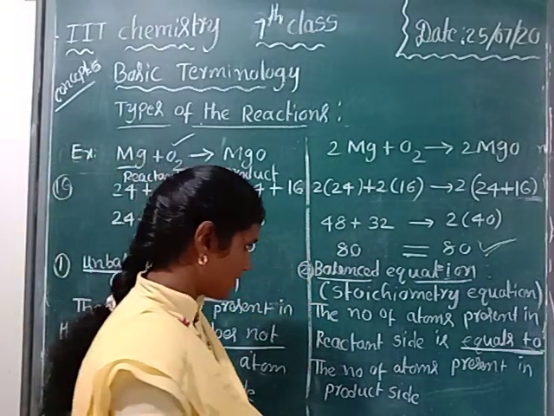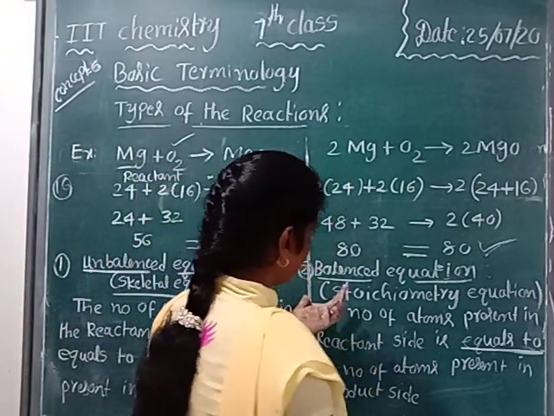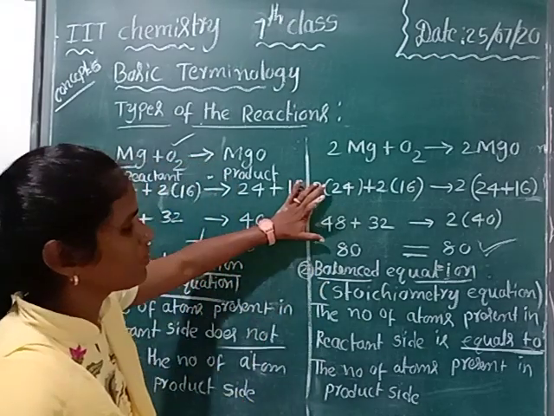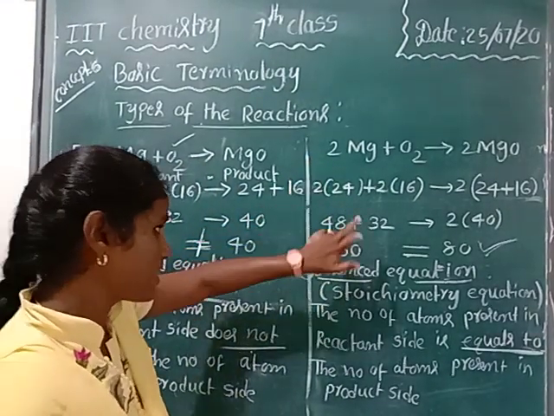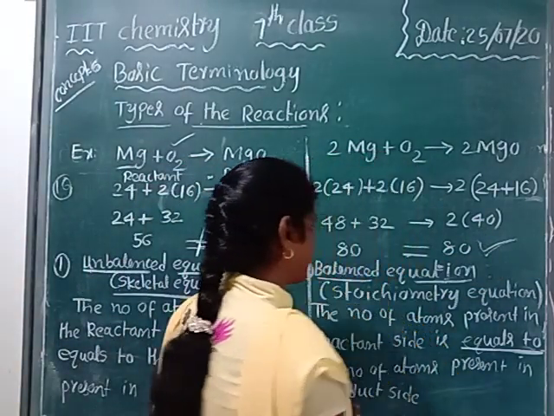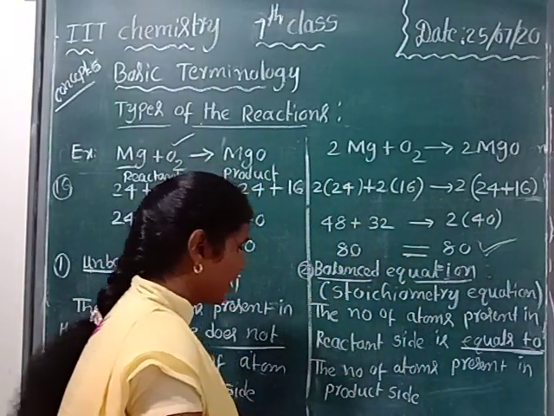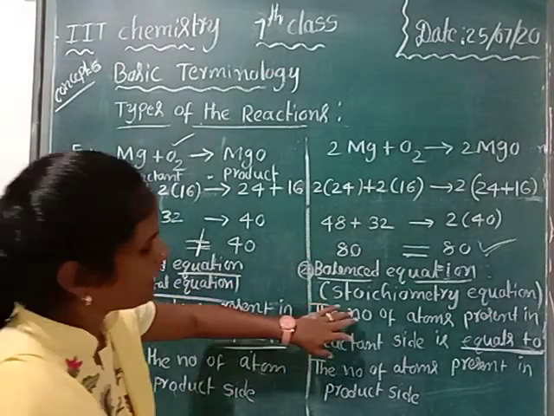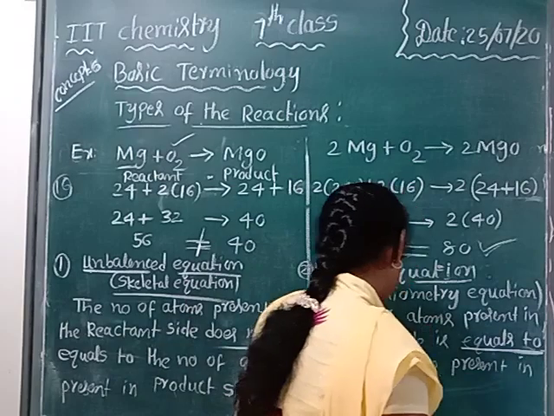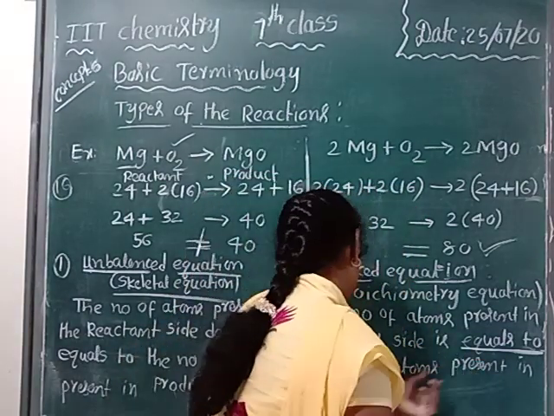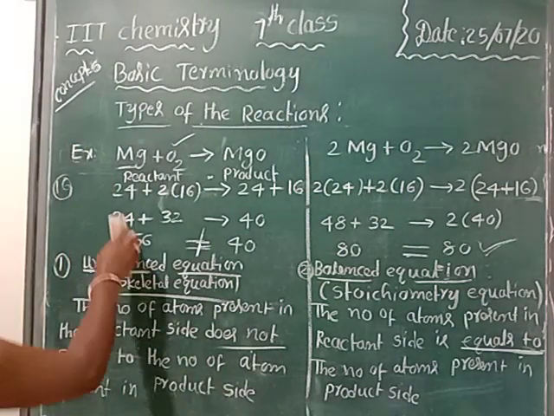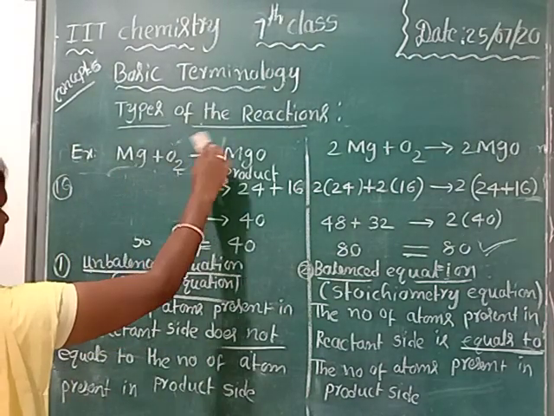Next, balanced equation, another name stoichiometry equation. The definition: the total mass of the reactant side is equal to the total mass of the product side is called a balanced equation. Another definition: the number of atoms present in the reactant side is equal to the number of atoms present in the product side. We discussed some examples of balanced equations.